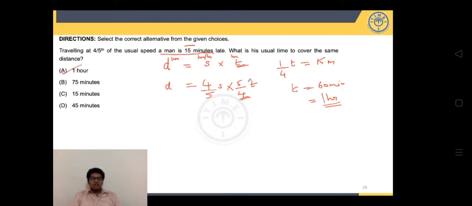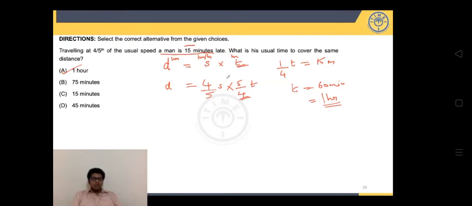You only know one formula, but when this is decreasing, this has to increase. So when this is 4 by 5, this will become 5 by 4. So the increase is 1/4 of the time, and 1/4 of the time is given as 15 minutes. Hence we'll have t as 60 minutes, which is equivalent to 1 hour. This is the traditional way of writing the equations and doing it.